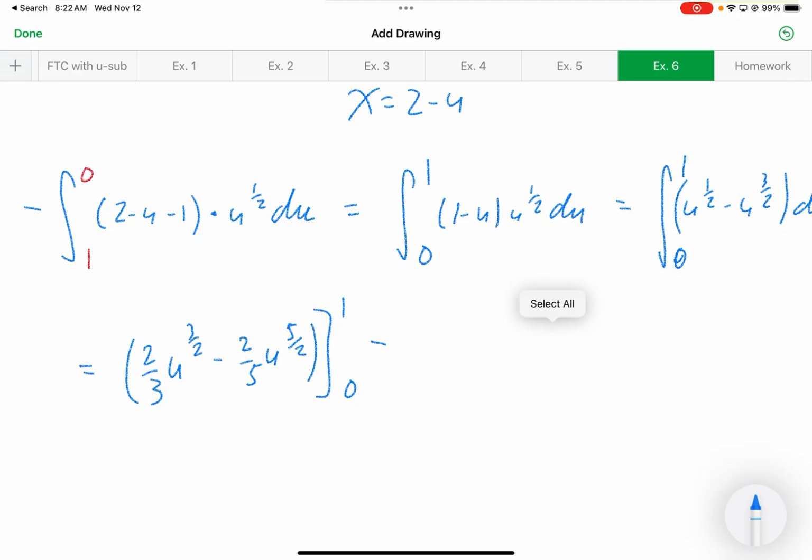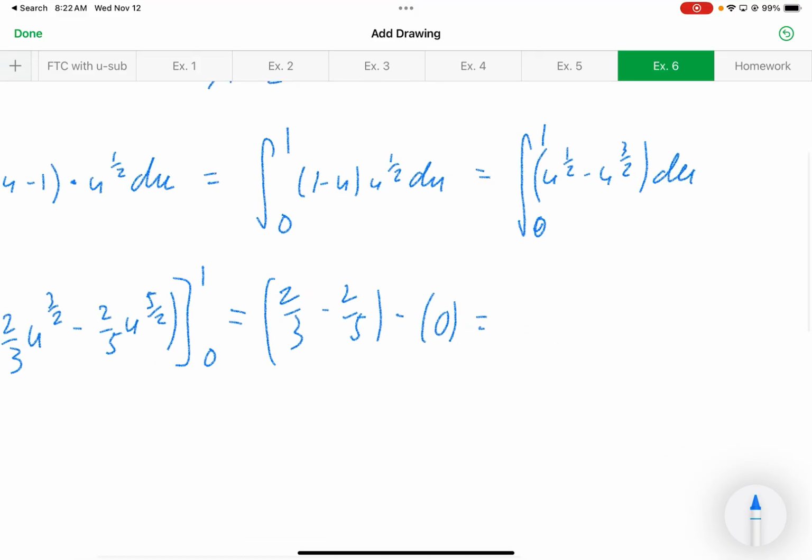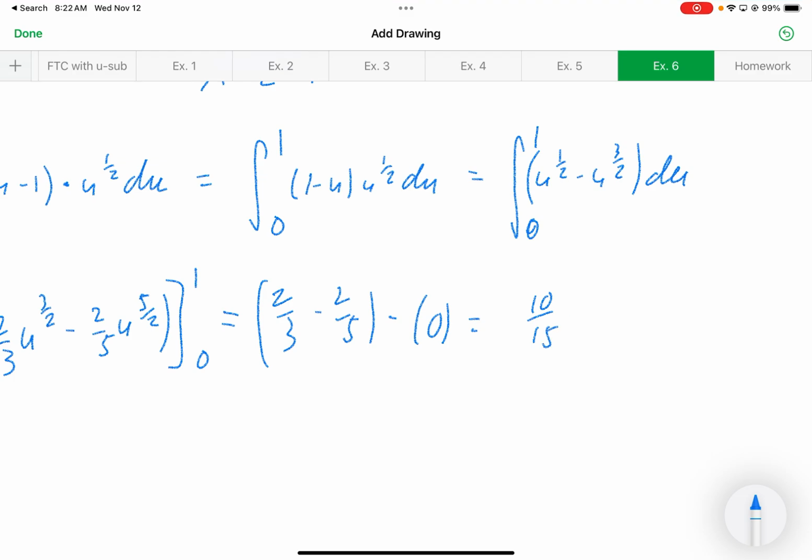Cool. So we plug in our values, which is for the first one, 2/3 minus 2/5. And then minus, conveniently, if I plug in 0, I just get 0. So 10/15 minus 6/15 gives us 4/15. Cool. Feeling good? Yeah? All right, super.